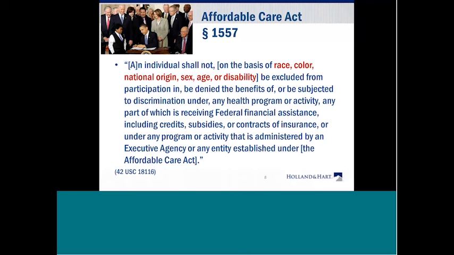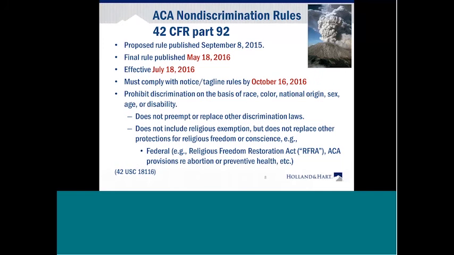So under Section 1557 of the Affordable Care Act, it states that an individual shall not, on the basis of race, color, national origin, sex, age, or disability, be excluded from participation in, be denied the benefits of, or be subjected to discrimination under any health program or activity, any part of which is receiving federal financial assistance. Well, we've had that rule for several years now, but we did not have the implementing regulations.